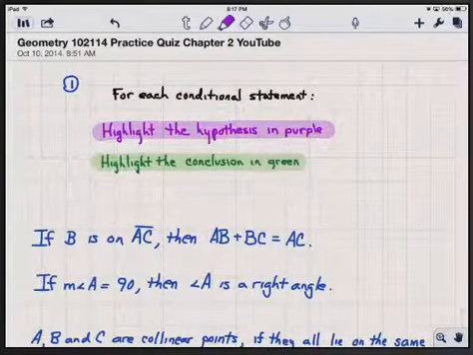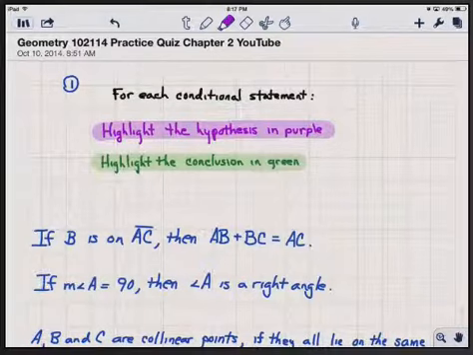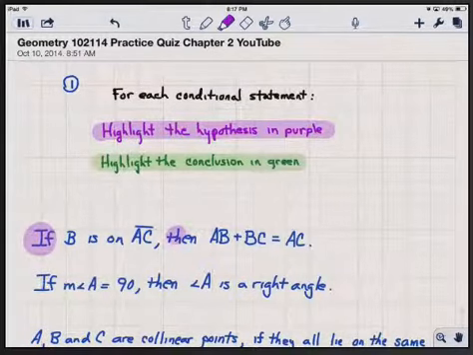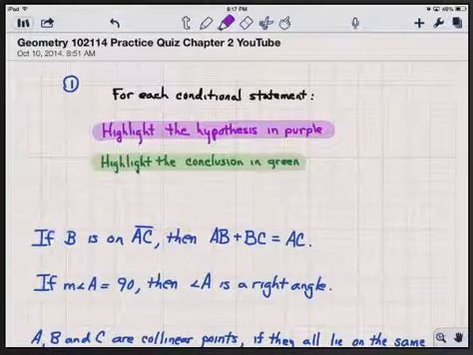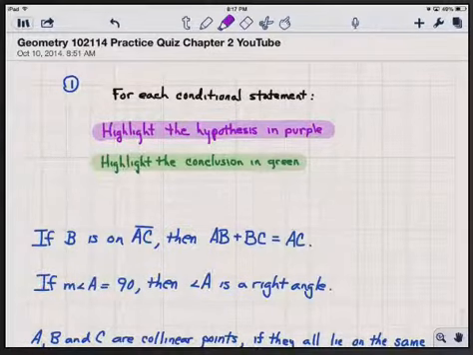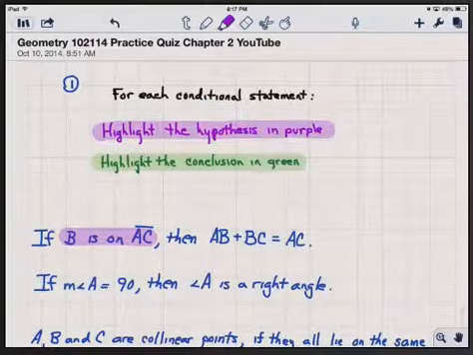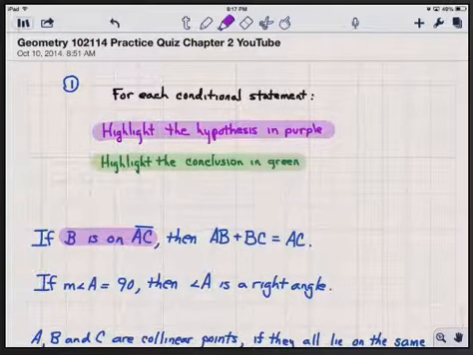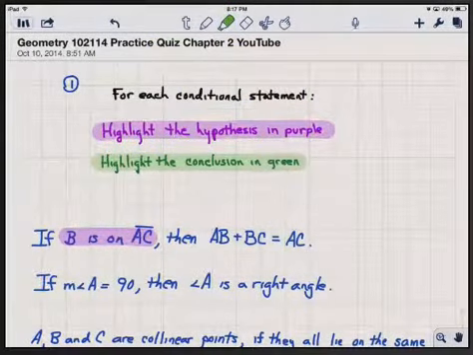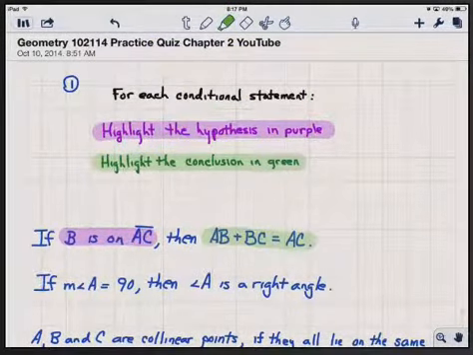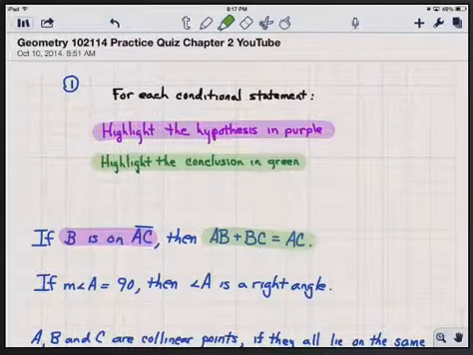When stated in if-then form, which means you have the word if and the word then in the sentence, the phrase between the word if and the word then is always going to be the hypothesis. So in this case, that is B is on segment AC. The conclusion will always be the phrase following the word then. In this case, AB plus BC equals AC.